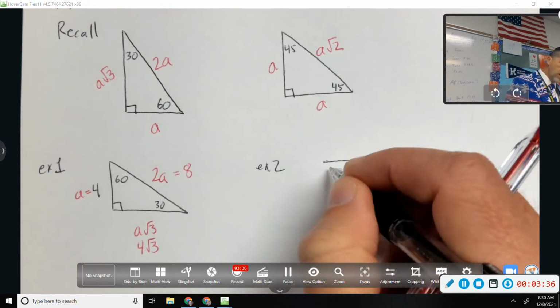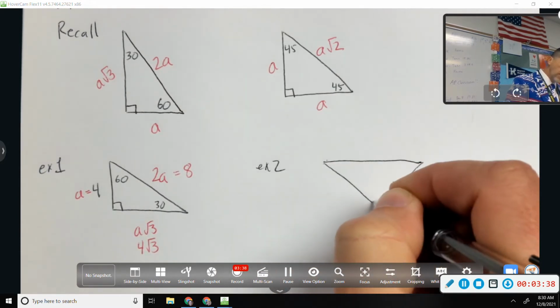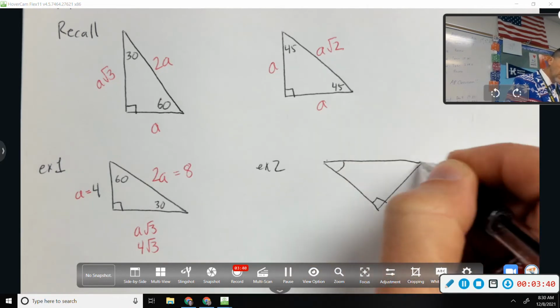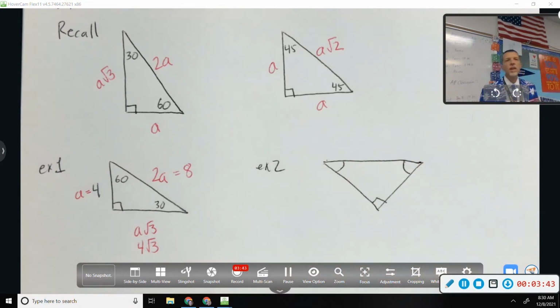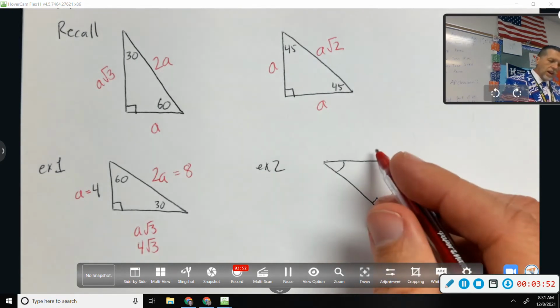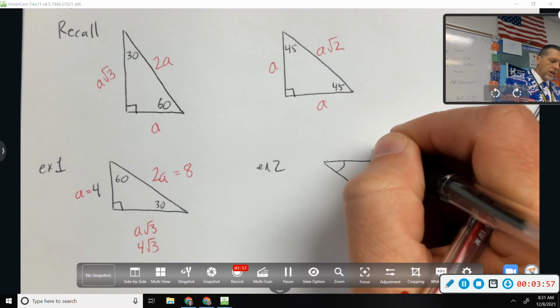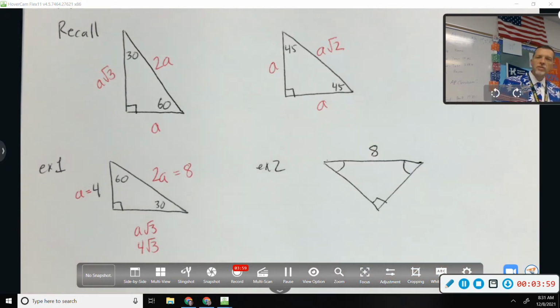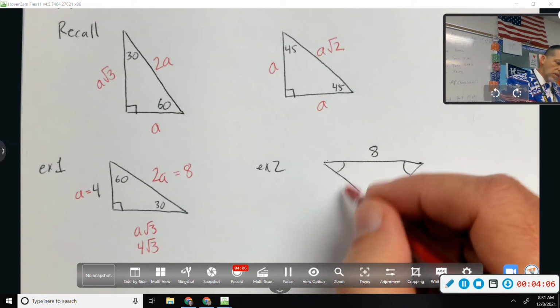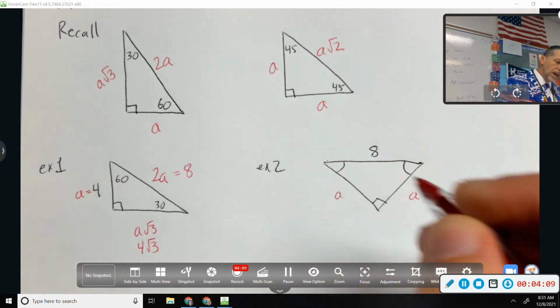Let's do a 45, 45, 90 triangle. And I like drawing them in with different orientations, just so you don't always start to think that A is on the bottom or 2A is on the right or anything like that. And for this one, let's say the hypotenuse is 8. And we want to find the length of the other two sides. So we put the pattern on there, A, and A square root of 2.